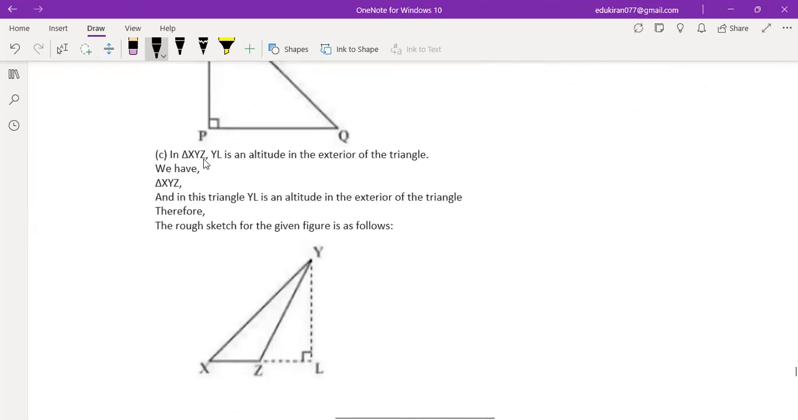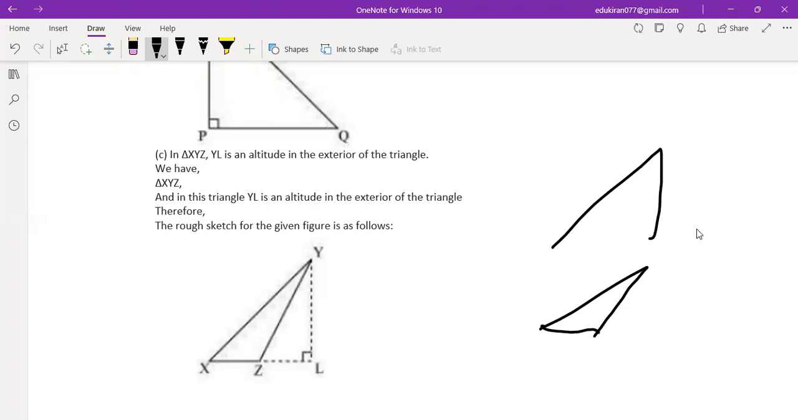The question was triangle XYZ, YL is the altitude in the exterior of the triangle. So if this is a triangle, of course, you cannot make it look like 90 degrees. So for example, if this is your triangle, in the exterior you have this altitude. So this is how you will make it, right? This will be your Y, this will be your L, this will be your Z, and this will be your X. So here it will be 90 degrees. Clear? So triangle XYZ, but YL is an altitude outside. Okay? Yes, ma'am.